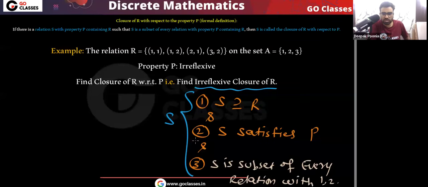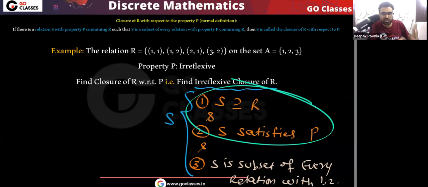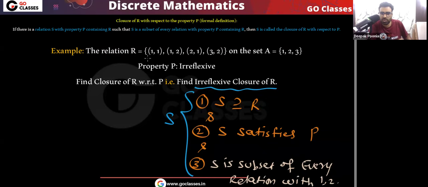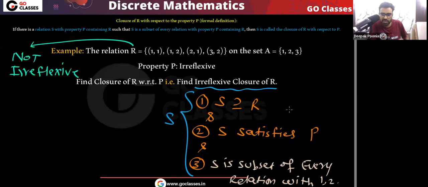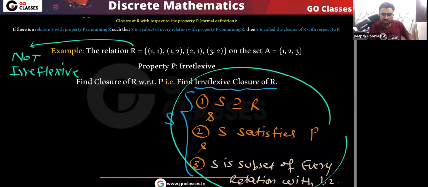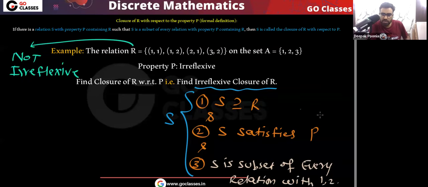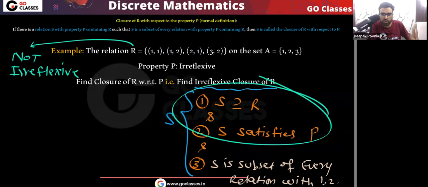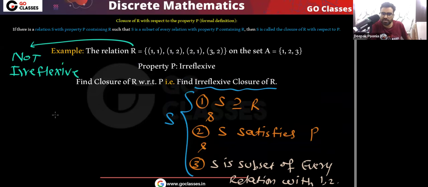Okay, actually notice one thing: you cannot satisfy these two properties, the 1 comma 2, because this relation R is not irreflexive. If you focus only on the first two properties, forget about the third, I know all three must be satisfied, but you can't even satisfy the first two. You can't even make a relation which contains R and which has this irreflexive property. Basically, this 1 comma 2 itself we can never satisfy.